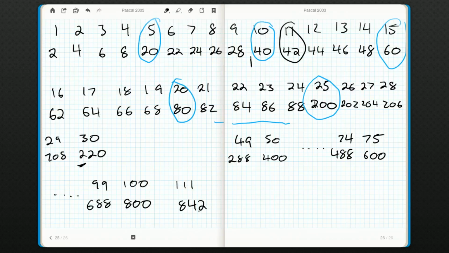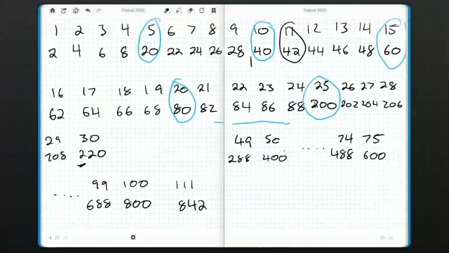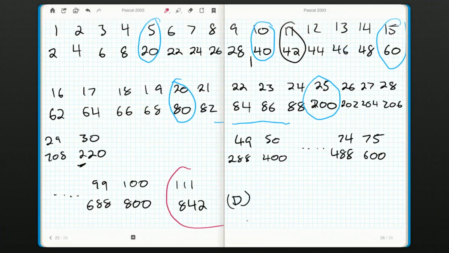Okay, so we recognized a pattern and we're just extending it. If we had to keep going, we'd jump into the 2000s, and I bet we'd be multiplying every 125th number by 16. That's kind of interesting how the Evenlanders' numbers go. But that's D, 842. And I'm just going to make that a little clearer by putting red around this.